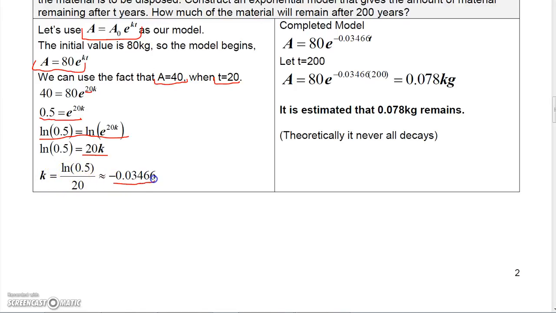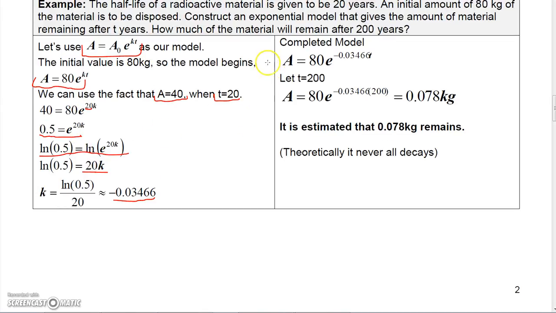And so now I have the k value, negative 0.03466, and that gives me my completed model. Now from that completed model, I can answer the next question, which says how much of the material will remain after 200 years.